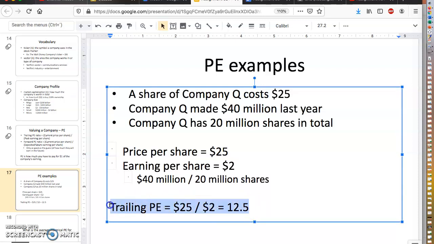This number everyone will always agree on because it's looking in the past. That data does not change. Forward PE, you will have different people thinking it is a different number depending on which guess they use for future earnings. So here, once again, trailing PE is the current price divided by how much they made per share over the last year. So trailing PE of 12.5 for company Q.